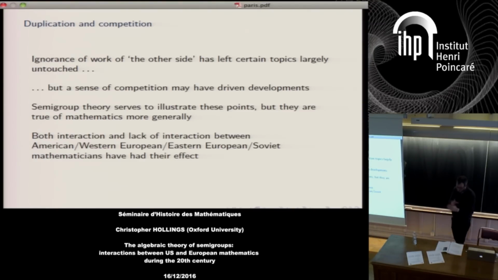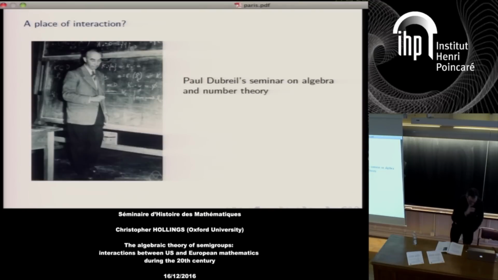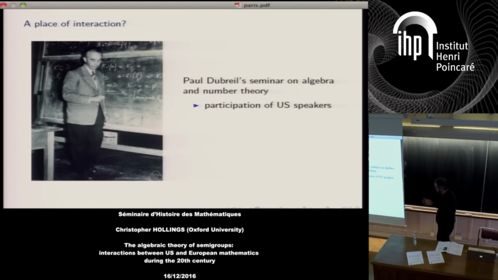Okay, so just some final thoughts, given where I am. I've mentioned Paul Dubreil a couple of times and said that there was certainly a great deal of semigroup theoretic work going on in Paris. And this was centered on Dubreil's seminar in algebra and number theory. If you look through the seminar lists, you find that there's a great deal of participation from US speakers. So this is very much a focal point of this US-European interaction, at least as far as algebra and number theory are concerned, semigroup theory in particular.